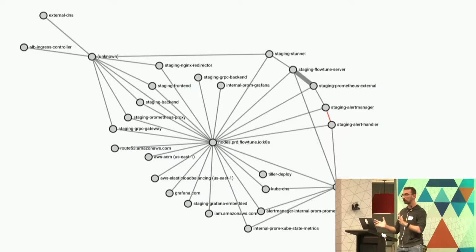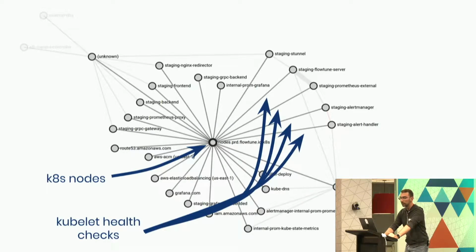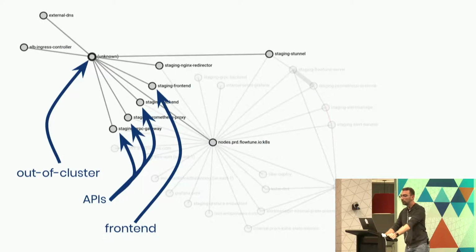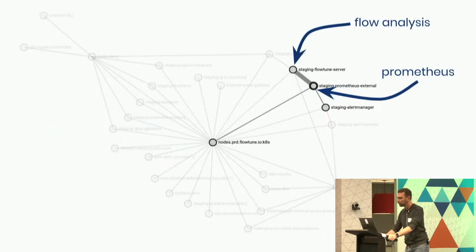So let me go through a staging environment and show you. This is a map of a small staging environment that we run. Here you can see the Kubernetes nodes in the middle and the health checks that go to the different services, the different containers. On the left there, you can see the out-of-cluster traffic. The label is unknown. And our APIs and our front end. So you can see the traffic that's being served out of these APIs.